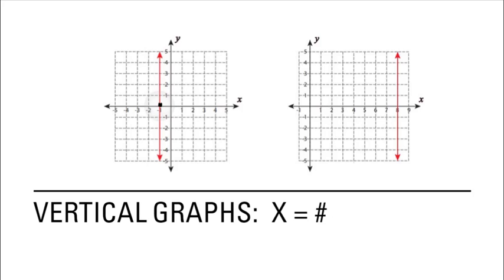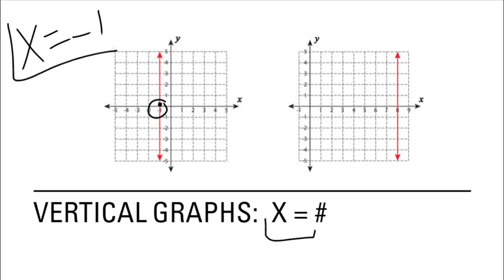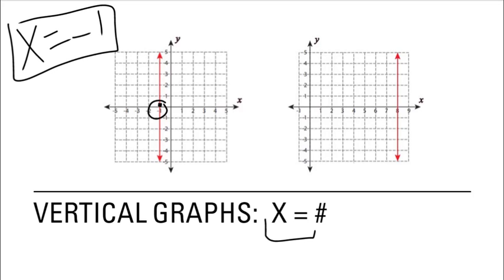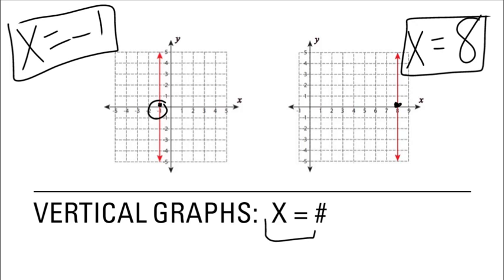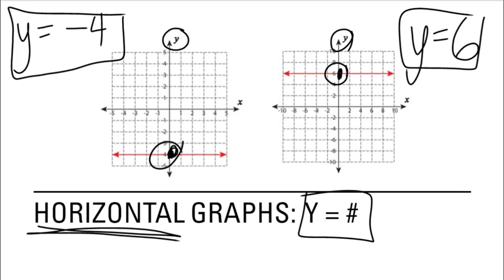Alright, the next type is vertical graphs. Look for the number it's touching, -1. And when it's vertical, it's x equals a number. So x igual -1. Esta es mi ecuación para esta línea. Alright, the next one is touching +8. The equation is x equals 8. So, cuando la línea está vertical, siempre es x igual a un número. Cuando la línea está horizontal, es y igual a un número.